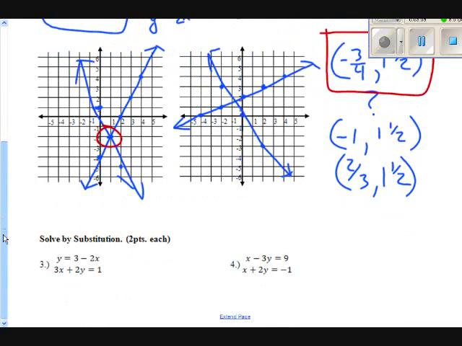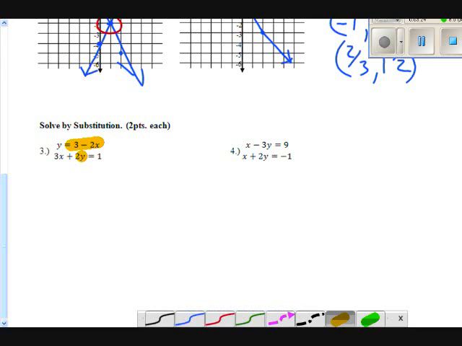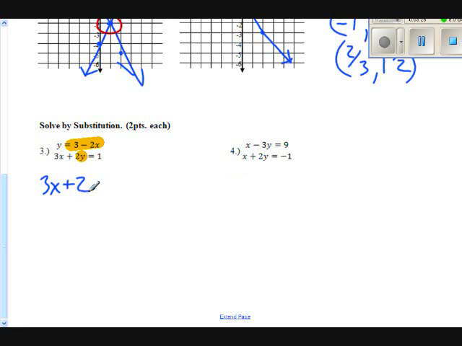Okay. If I look at the next one, we want to solve by substitution. So we're solving by substitution. If I look at this first one, it's already solved for y. It's y equals 3 minus 2x. So I'm going to go down here to y, and I'm going to plug that in. So I've got 3x plus 2 times y, but instead of y, I'm using 3 minus 2x equals 1. So I've plugged this whole thing in for y, and now I've got to solve for x.